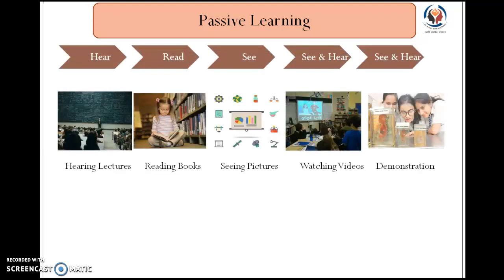Let's see scenario 1, where a teacher is teaching in a classroom and students are sitting and hearing the lecture. The activity involved here is hear. Scenario 2, where a student is reading a book. The student reads the book before and after the lecture for gaining knowledge. Here the activity involved is read.